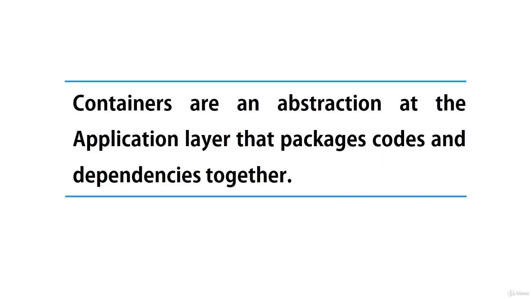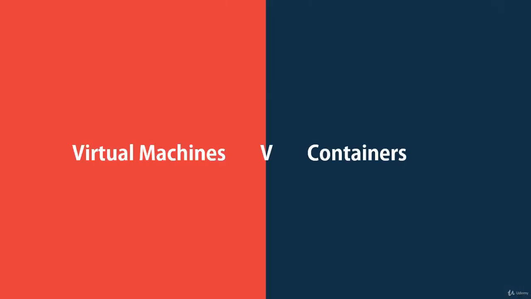Let's reiterate and expand this definition further. Containers are an abstraction at application layer which packages codes and dependencies together. It means instead of just shipping the applications, containers ship the application and the runtime environment as well. And they still manage to remain small sized. How? Let's compare them architecturally with VMs.